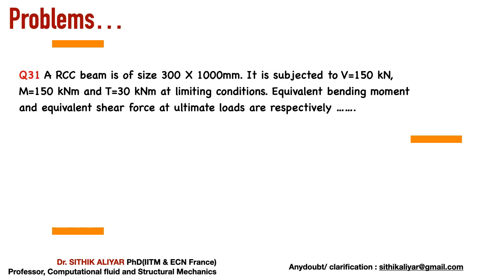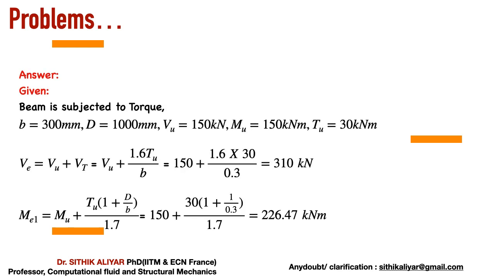Okay. So next question. An RCC beam of size 300 into 1000 mm deep, okay, 1 meter depth, is subject to a shear force of 150 kilonewton, bending moment 150 and torsion 30 kilonewton meter at limiting conditions, everything is at extreme condition. What is the equivalent bending moment and equivalent shear force at ultimate loads? Okay, they are asking. So the beam is subject to torque, they given b, depth, everything is given: Vu 150 kilonewton, Mu 150 kilonewton meter, Tu 30 kilonewton meter.